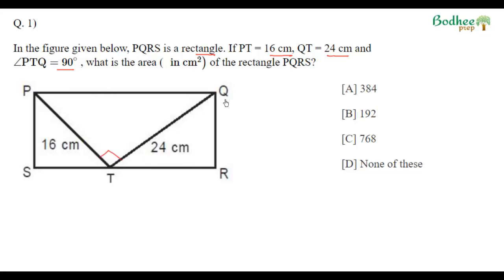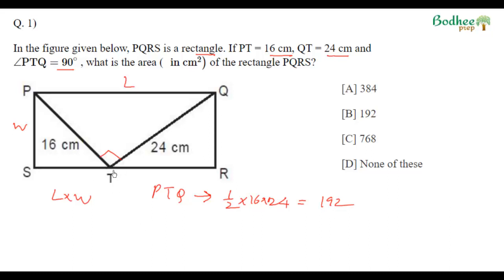So let us assume that PQ is the length, and PS is the width, right? So we know that the area of the rectangle will be L into W. At the same time, we can find the area of this triangle PTQ. If we apply the logic that this is the base, then this will be the height, right? So it will be half base into height, correct? So on calculation we'll be getting it as 192, right?